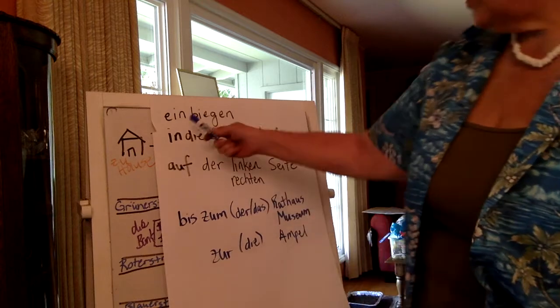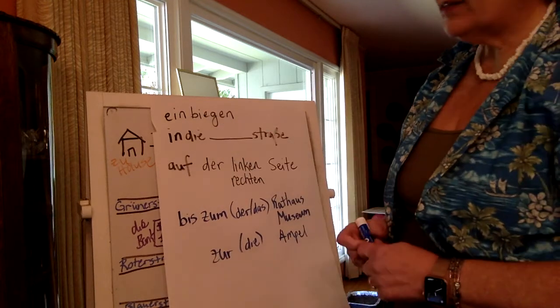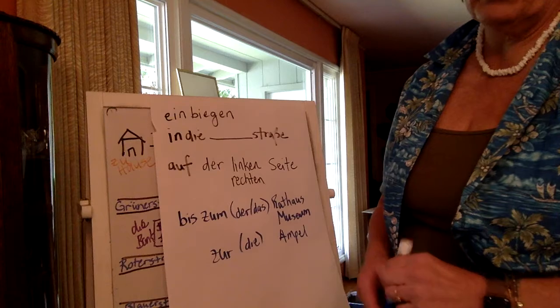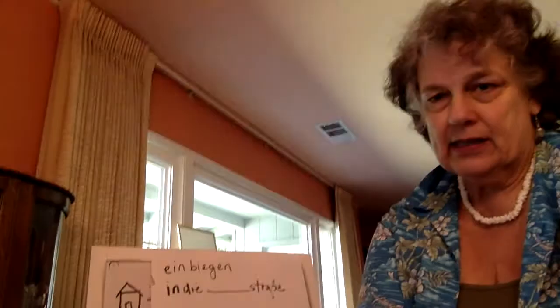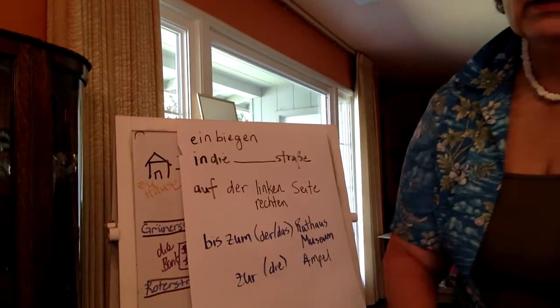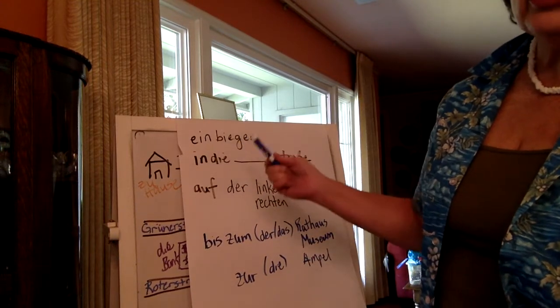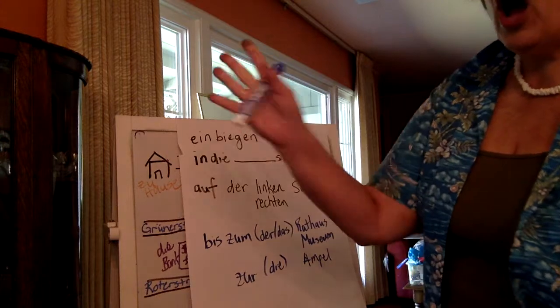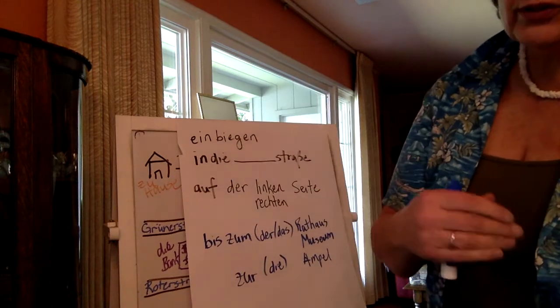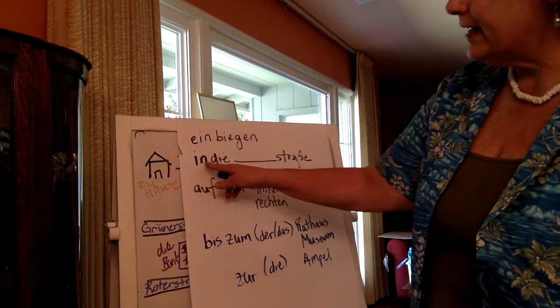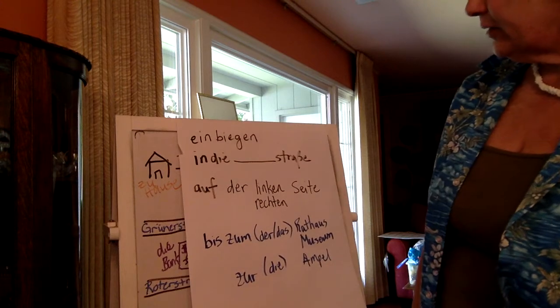So einbiegen means to turn into. It's a stem change, a separable prefix verb. Oh, you can't see me. There we go. Oh, but you got to see this better. Maybe you can just hear me. And then when you turn into or go into a street, like you turn onto Oak Grove Road or onto Ignatia Valley, in German you say in die and then whatever name of the street is.